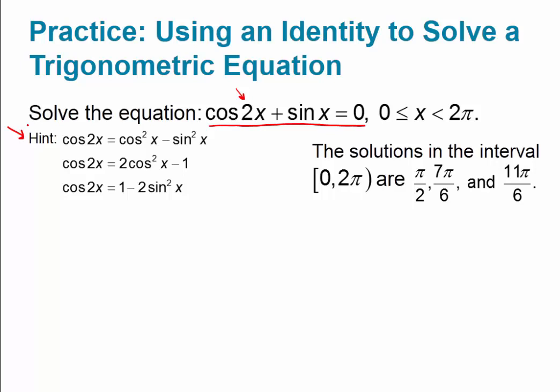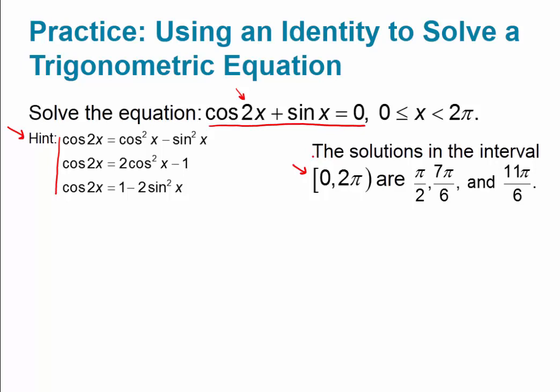So why don't you look through the possible identities here for the cosine of 2x. Pick the one that's going to be the most advantageous here, and then go ahead and solve this equation once you make that substitution. If we get it correct, here are the answers we're looking for right there. So go ahead, pause your video player now and give this a shot.